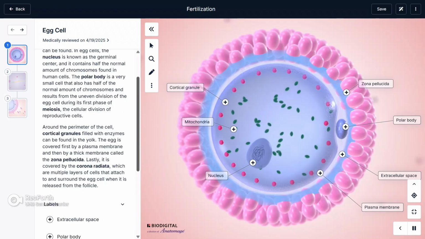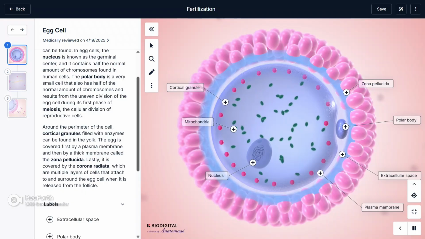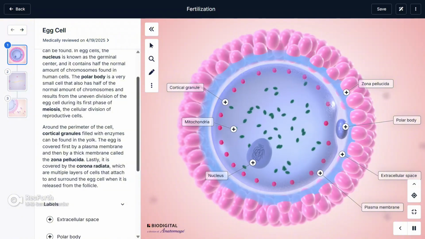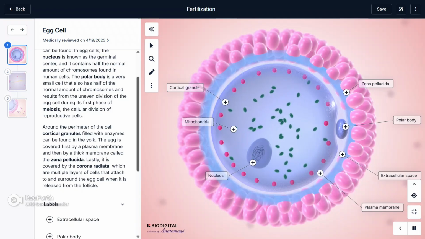Around the perimeter of the cell, cortical granules filled with enzymes can be found in the yolk. The egg is covered first by a plasma membrane and then by a thick membrane called the zona pellucida. Lastly, it is covered by a corona radiata, which are multiple layers of cells that attach to and surround the egg cell when it is released from the follicle.